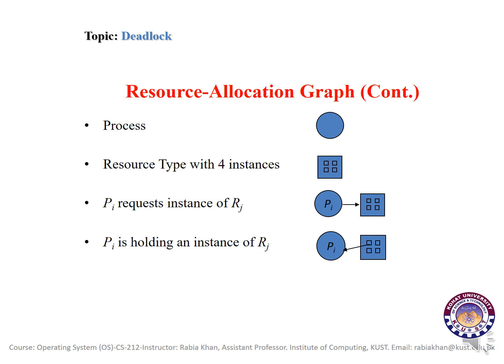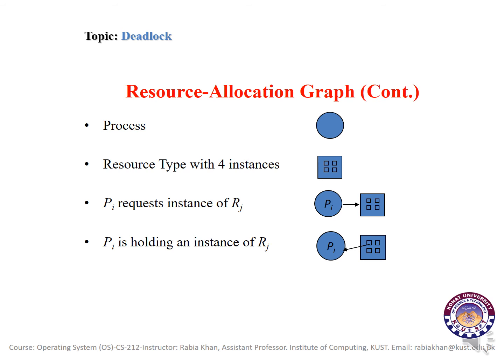Request edge will be drawn from circle, which represents a process, towards the square, which represents a resource. And the assignment edge will be drawn from square towards the circle. If more than one instances of a resource are there, such as the one shown in the figure, the request edge will end at the border of the big square. That will show that this process is requesting one instance of this resource.